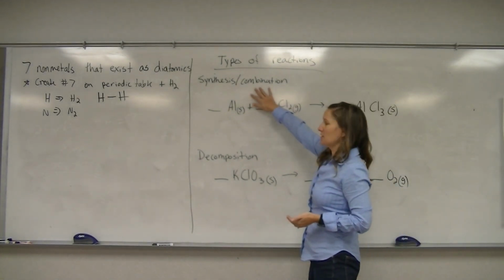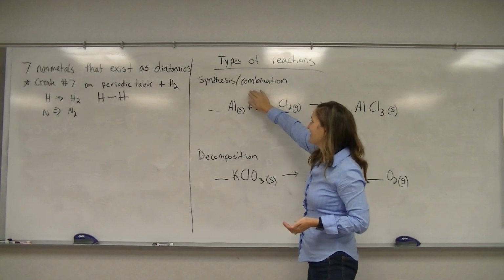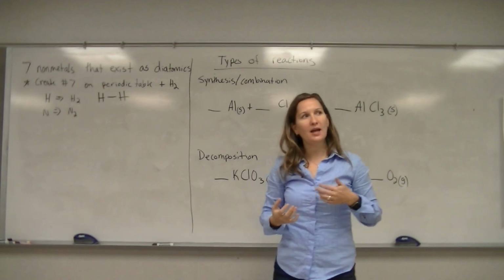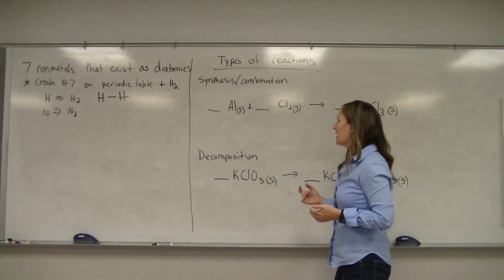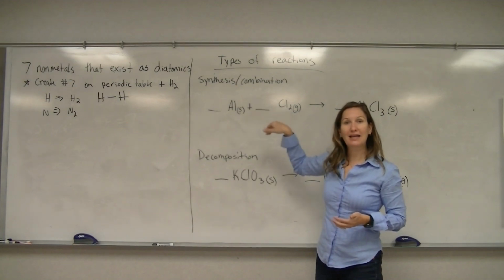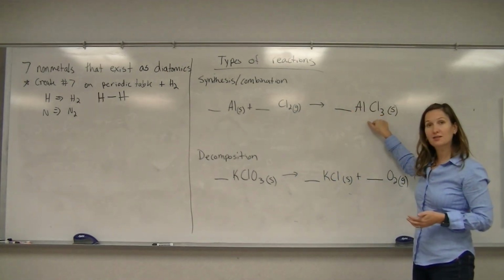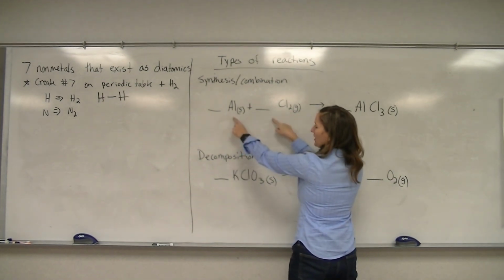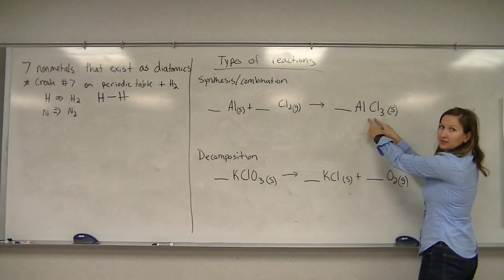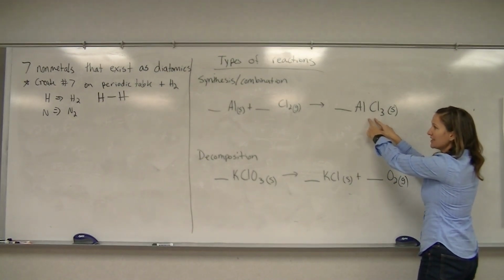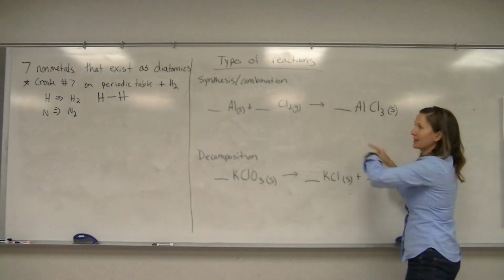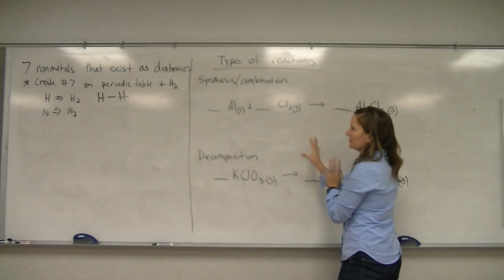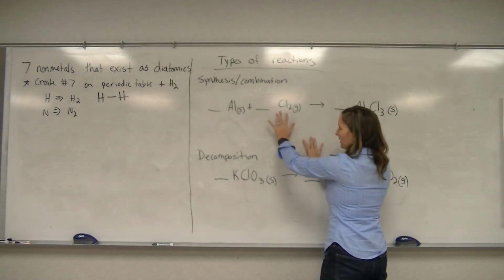The first type that you see on that list on page 51 is the synthesis or combination reaction. When you're approaching a chemical equation, how to tell if it's a synthesis or combination is you will have 2 elements combining to form 1 product. The key here is 2 reactants, because this is the reactant side of the equation, and only 1 product. When you see that, 2 reactants, 1 product, that should automatically tell you this is a synthesis, a combination. In this specific example we have aluminum and chlorine.